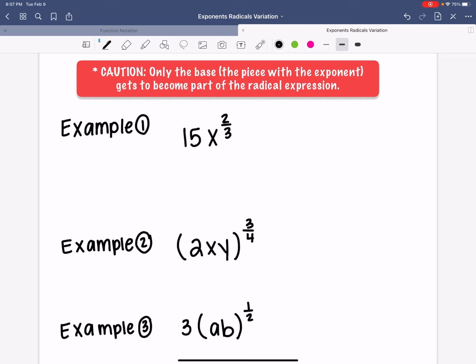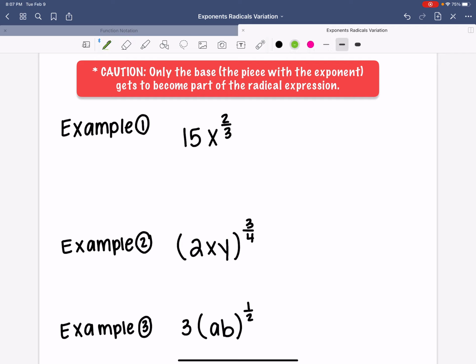So you have to be careful because sometimes an expression is just a string of math things without an equal sign. So in this expression, 15x to the 2/3, you have to be careful because the only piece of this expression that has the exponent is x. 15 does not have an exponent other than 1. Technically, there's 15 to the first power times x to the 2/3 power. So we hardly ever see a 1 as an exponent because it's just not necessary.